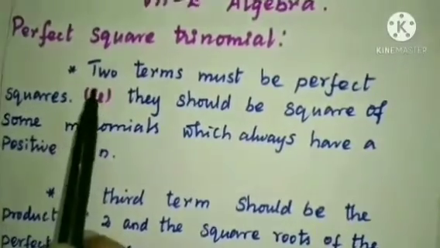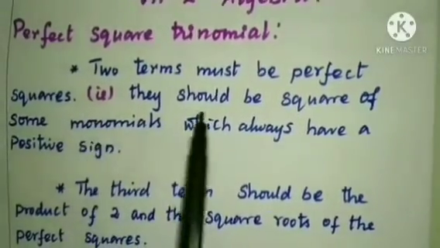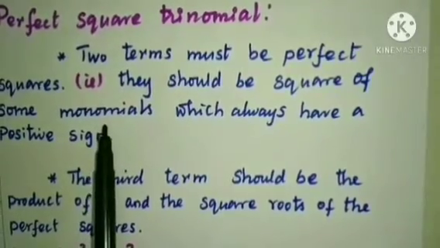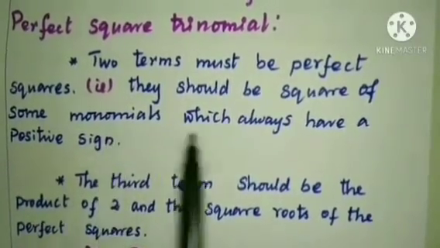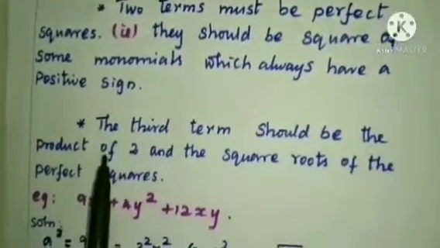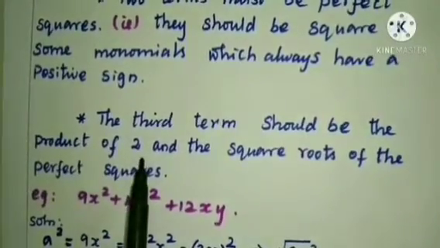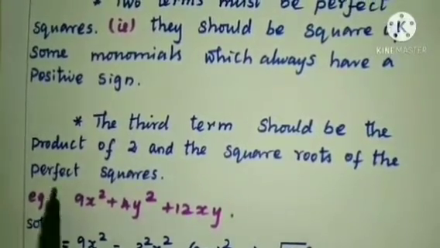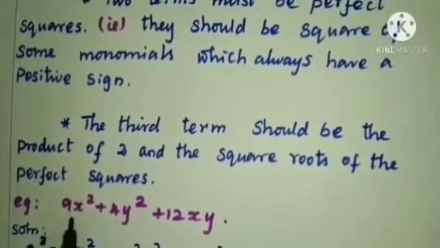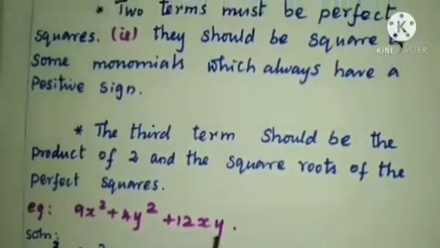First point is, 2 terms must be a perfect square. That is, they should be square of some monomials. Monomial means it contains one term, which always has a positive sign. Second one is, the third term should be the product of 2 and the square roots of the perfect squares. For example, here the question is 9x square plus 4y square plus 12xy.